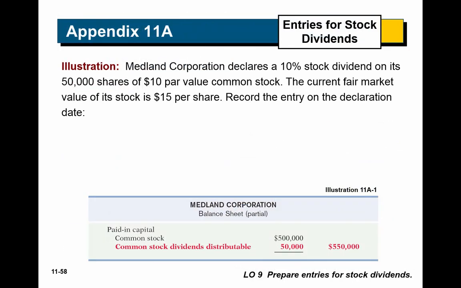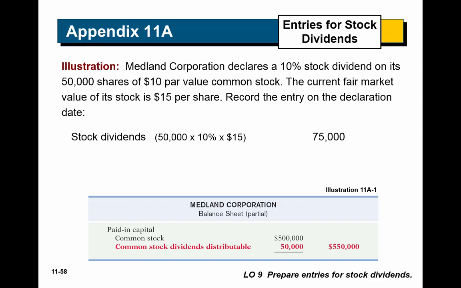Here's an example. They just want to give you one more example of a stock dividend entry in the appendix here. So Medline Corporation declares a 10% stock dividend on its 50,000 shares, $10 par value common stock. So this is just like the one we just talked about, but I guess they want to show us how to do the entry. Current fair market value of its stock is $15 per share. Record the entry on the declaration.